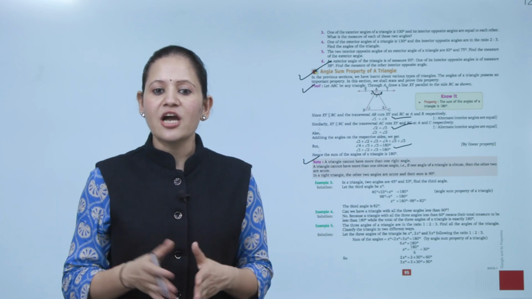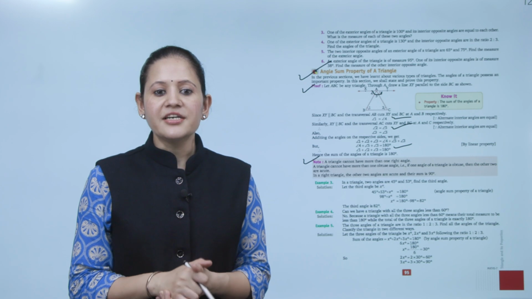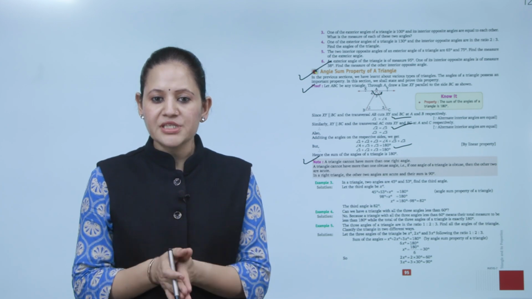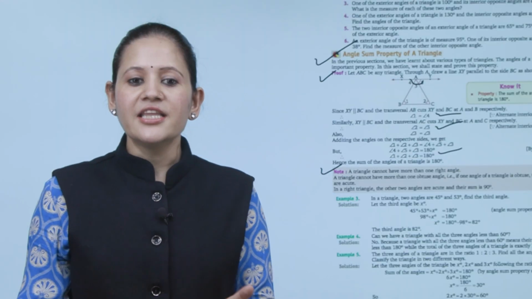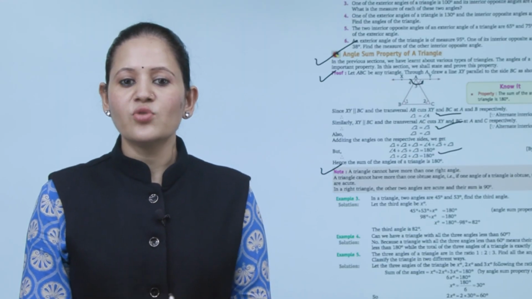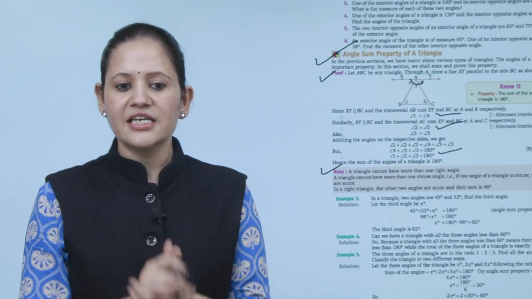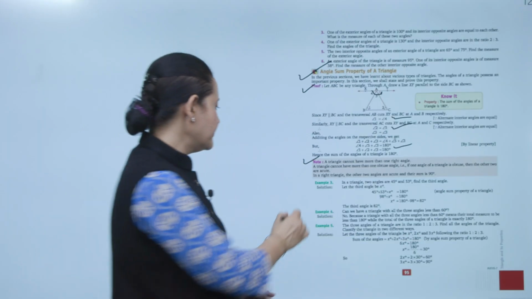Next, note. A triangle cannot have more than one right angle. A triangle cannot have more than two obtuse angles. If one angle of the triangle is obtuse, the other two angles will be acute. In a right triangle, the other two angles are acute and their sum is 90 degrees. Now we'll take an example.